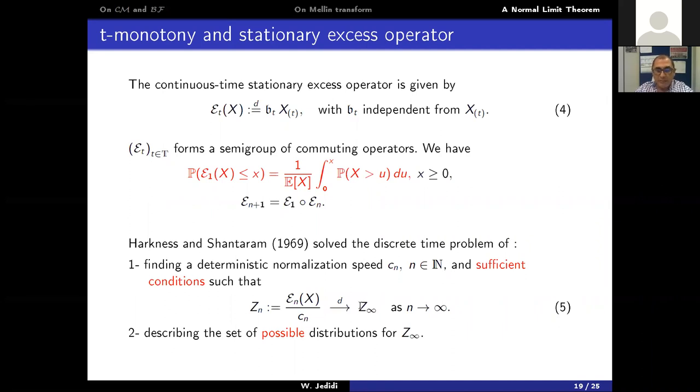Several papers dealt with the identification of the possible limits here. And many of them described them via functional equations, etc. There is a lot of literature around here.